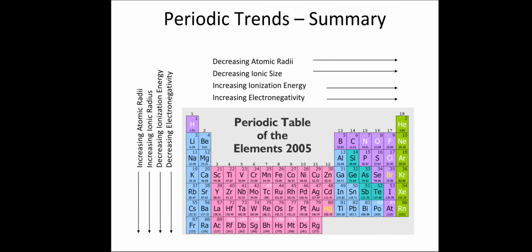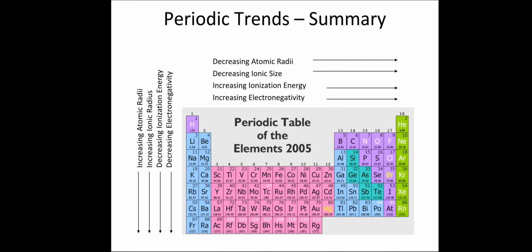So, this is the summary of the periodic trends. When the atomic radii decrease, ionic radii also decrease. From left to right, the atomic radii and ionic radii decrease, and ionization energy and electronegativity increase. And when we move from top to bottom, that is in a group, the atomic radius and ionic radius increase, and ionization energy and electronegativity decrease.